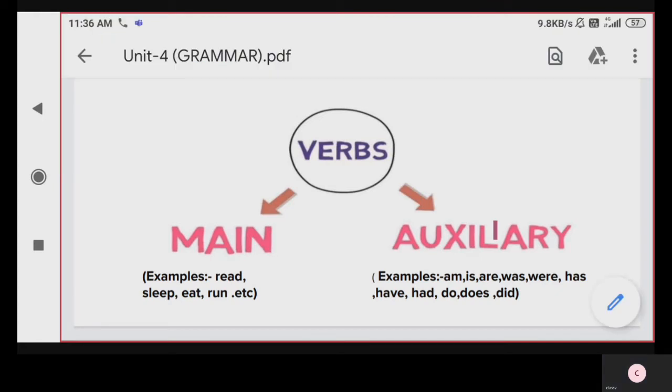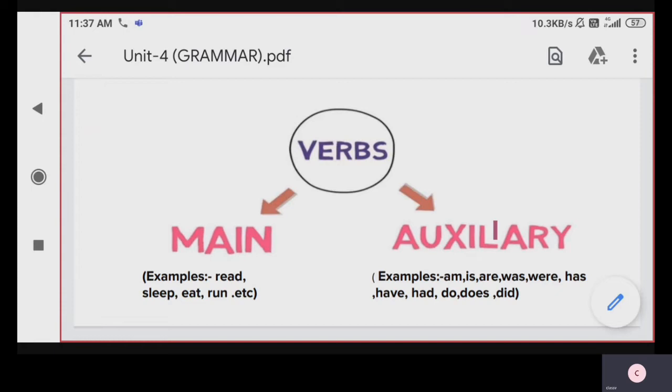Now, we'll discuss first about main verbs. Main verbs are the words that actually show the action or activity of the person or thing spoken about. Children, they can stand alone without the help of any other words. Examples of main verbs are read, sleep, eat, run, etc. All these words can exist independently and provide complete meaning to the sentence.